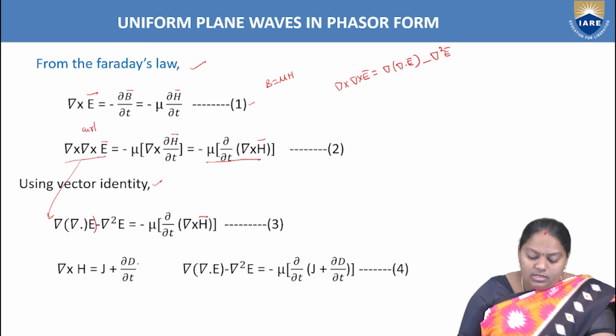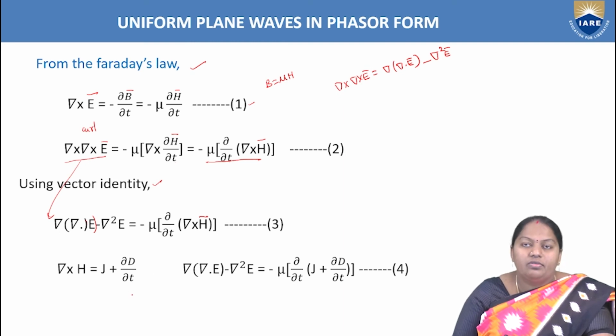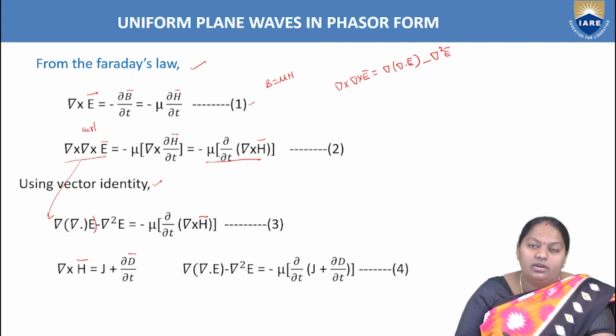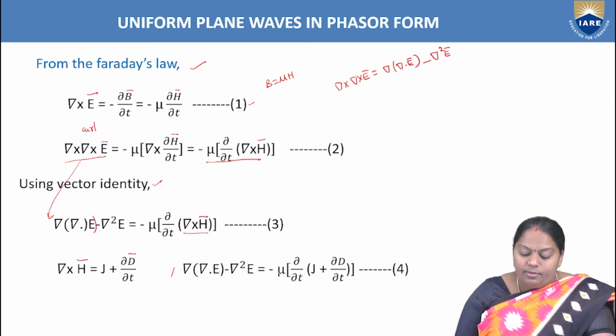Consider this as one of the relations. One more time varying field equation is the modified form of Ampere's circuit law, that is del cross H bar equal to J plus dou D bar by dou T. If we substitute in place of del cross H bar, then this equation is written as del of del dot E minus del square E equal to minus mu into dou by dou T of J plus dou D bar by dou T.